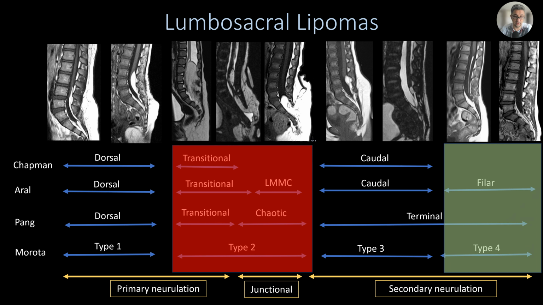And this group has the worst prognosis, and the treatment is not as successful as in the other groups. And this group, filar or type 4 or some of the terminal anomalies, has the best prognosis after treatment.